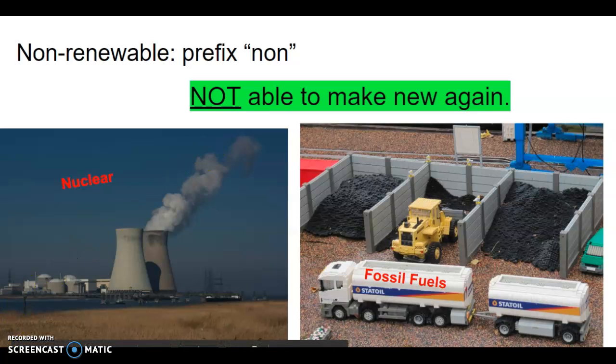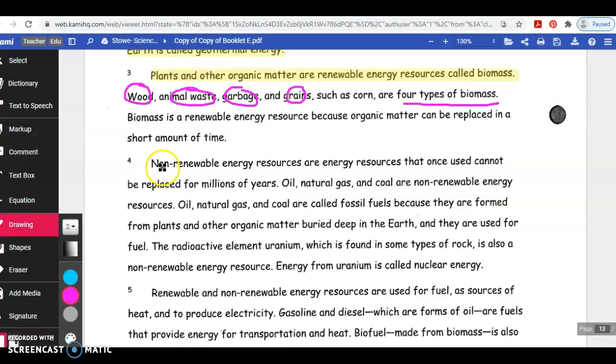Please look again on page 14. I think I said 12 a while ago. I'm sorry about that. It is page 14. And follow along as I read paragraph 4. Non-renewable energy resources are energy resources that once used cannot be replaced for millions of years. Oil, natural gas, and coal are non-renewable energy resources.